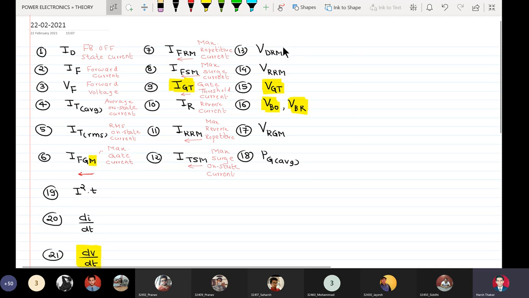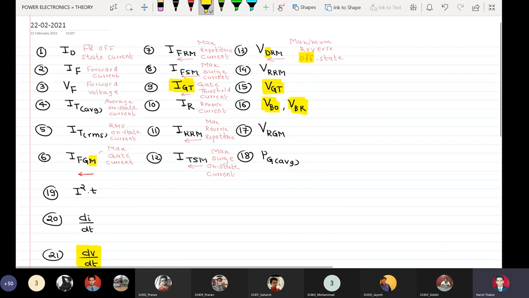VDRM, maximum reverse off state. So again right to left, it is maximum reverse off state. Why off state? Because the alphabet D is used. So because it is D, it becomes off state here.